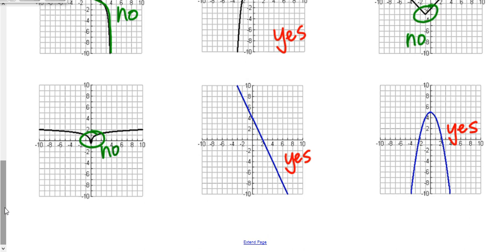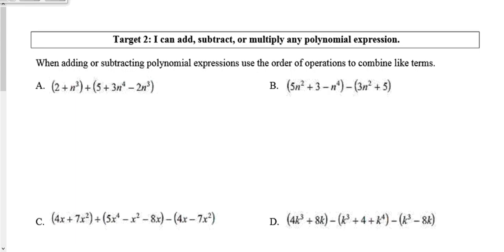All right, so that's target one. That's what a polynomial looks like. And that'll get easier because throughout the entire unit, we'll only be looking at polynomials. So you really have no choice but to know what one looks like.